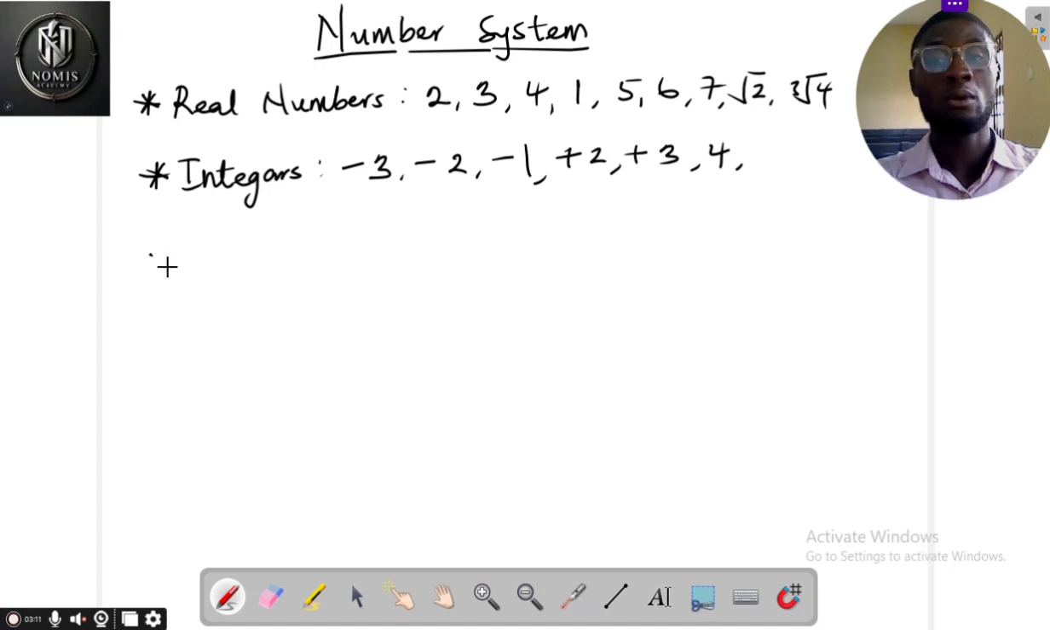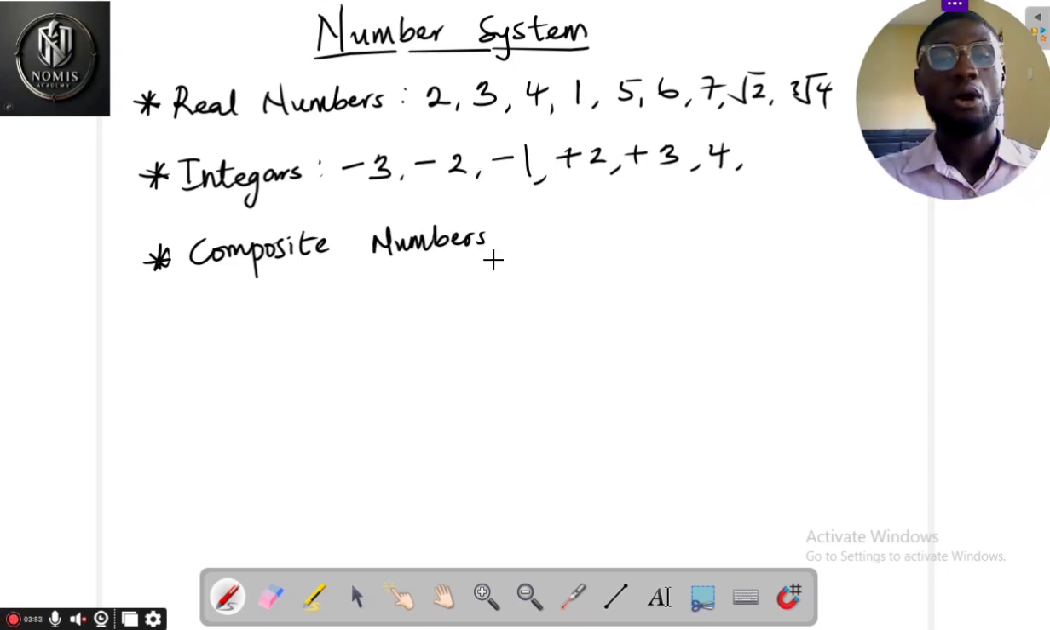Another number type that we'll talk about now is composite numbers. So what are composite numbers? Composite numbers are numbers that have more than two factors, just like the prime numbers. Prime numbers have only two factors, while composite numbers have more than two, that is, beginning from 3 factors. That is numbers that can divide them without remainder. So they are up to 3 and more. So that's what we mean by composite number.